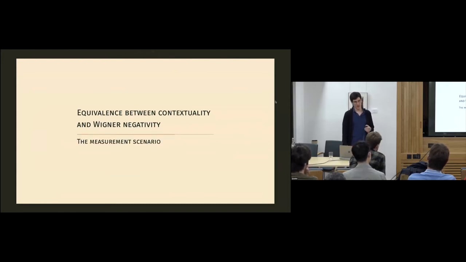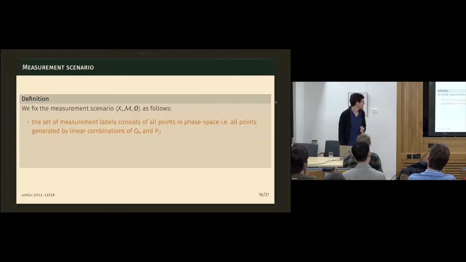To actually prove the results, we need to be in a specific setting. So we need to specify what measurement scenario we are considering. The measurement scenario is as follows. You have to specify X, M, and the set of outcomes. X is a set of measurement labels. And for us, the set of measurement labels consists of all points in phase space. So your phase space is R to the 2n for n particles. Whenever you take any point, it represents a measurement label for you.